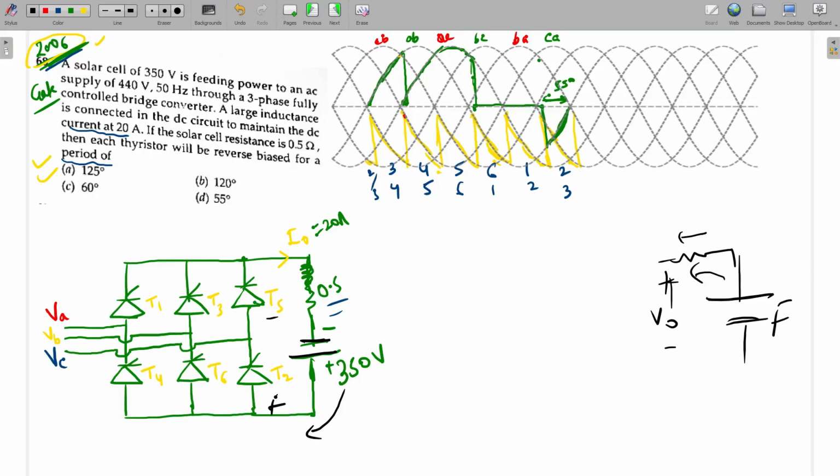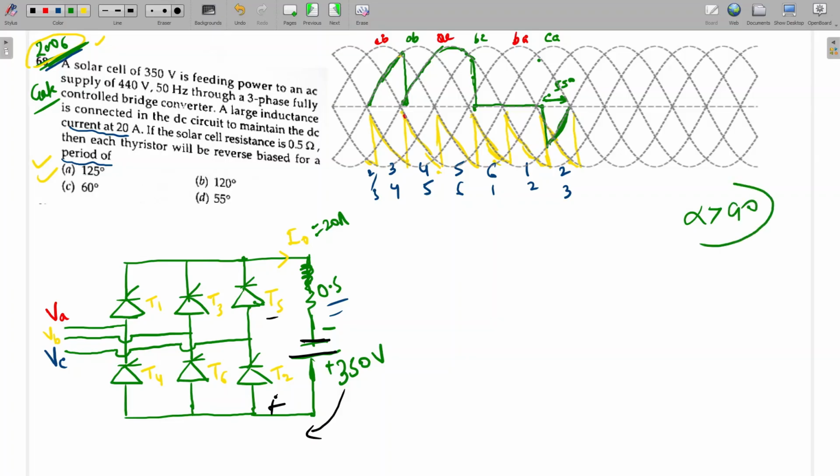Is it possible? No, sir. Why is it not? The thyristor will be in reverse bias. The thyristor cannot allow current in the reverse direction. Yes, that's why. For inverter mode of operation, alpha should be greater than 90 degrees. Then the output voltage will be negative, here plus and here minus. Then the power will flow in the reverse direction.